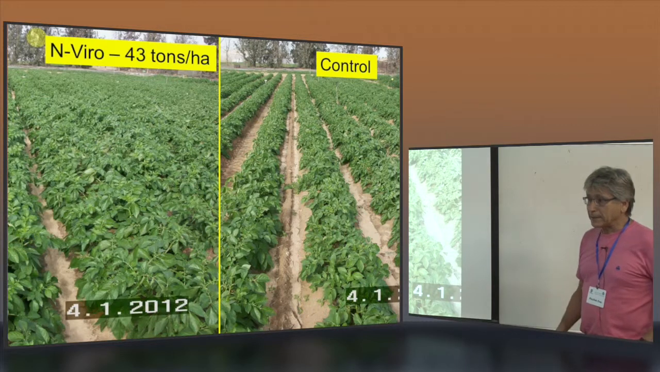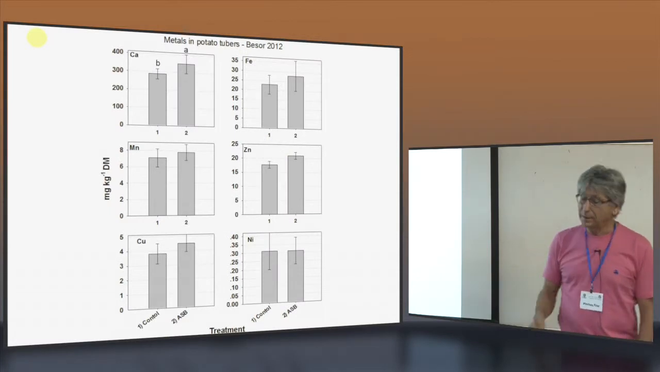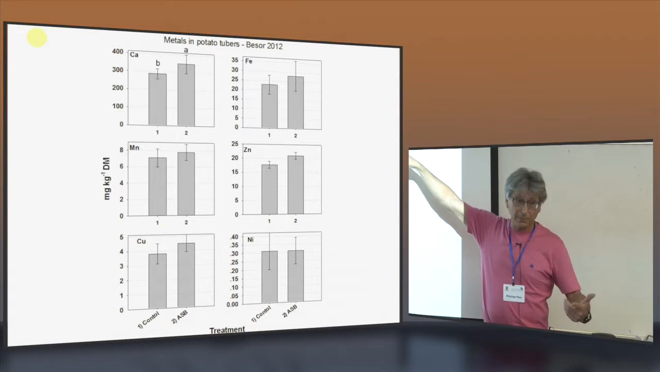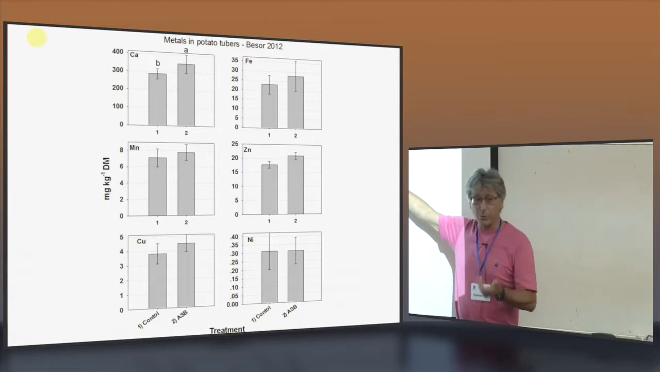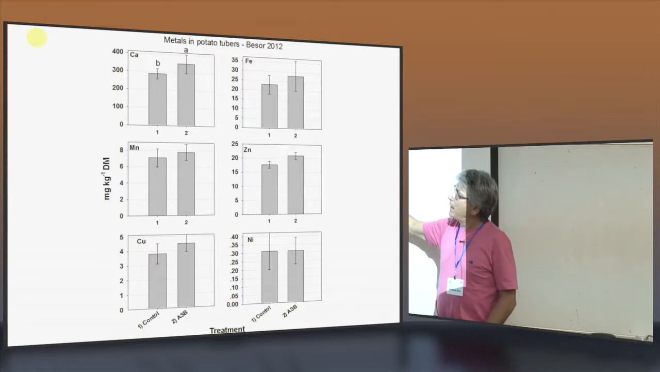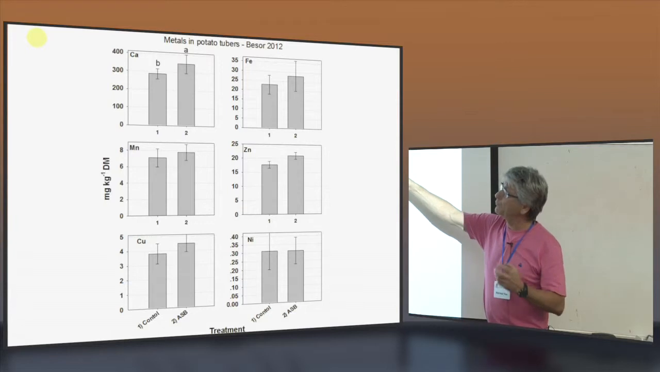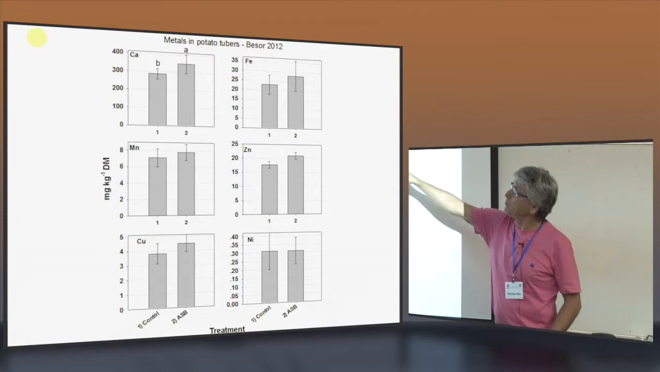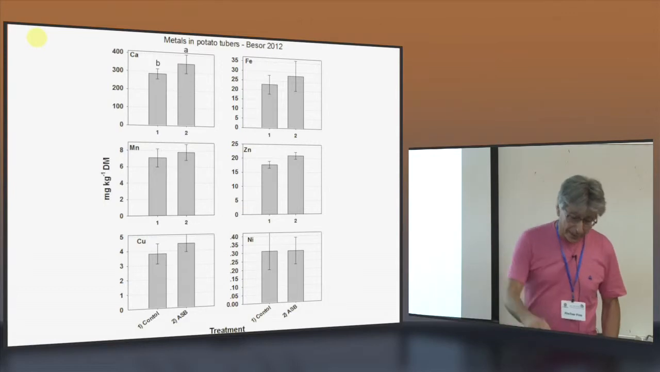Another crop that we tested, potatoes. Increasing calcium content in the tubers, which is why I was saying there might be a benefit to the crop, because upon storage this is a very important parameter, because it keeps the tissue firm over long storage, calcium content in the tubers. No difference in the microelements.